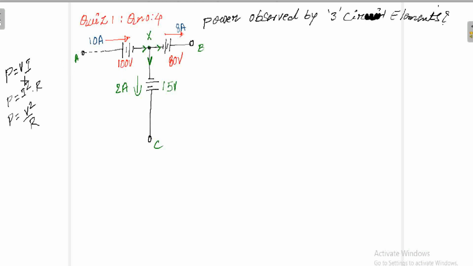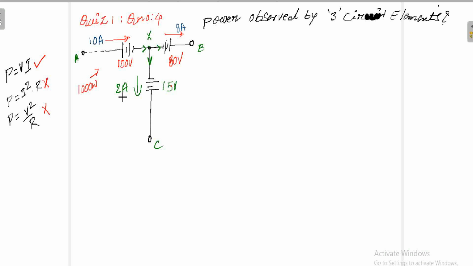So if I want to find the power, I need to know V I, I square R, or V square by R. There is no involvement of resistance, so no use. We have to use only this equation. So power absorbed, P equals V into I. Here we have voltage, current. Just multiply them. If I multiply these two, from A to X, 100 into 10 gives you 1000 watts.